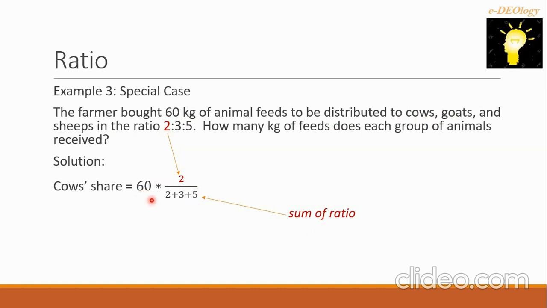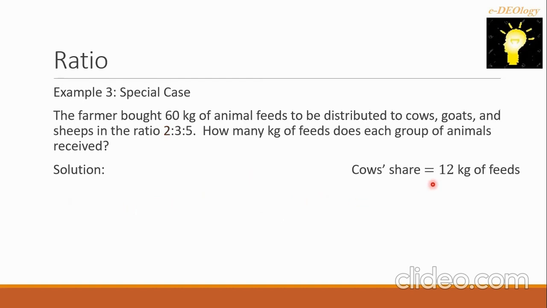The next step: we multiply this 60 by the number 2, and in the denominator, we take the sum. As we see here, it is 120 coming from 60 times 2, and the 10 comes from taking the sum of the numbers in the denominator. Then we will divide. 120 divided by 10, we get 12, or 12 kilograms of feeds. This is for the cows. So let's put it aside here.